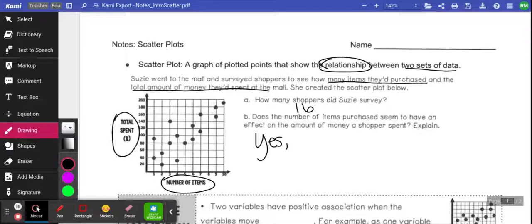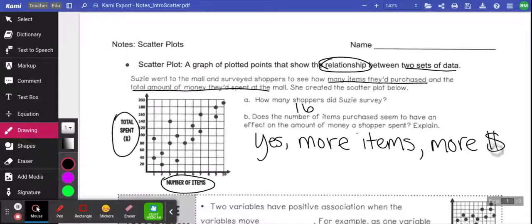So what you're trying to say is when you buy more items, you're going to spend more money, right? Do we see that in the graph? The more items that they're buying, the more money they're spending. Okay, so yes, there is a relationship, and we can just write it as simple as that. More items means more money spent. So that would be our relationship.